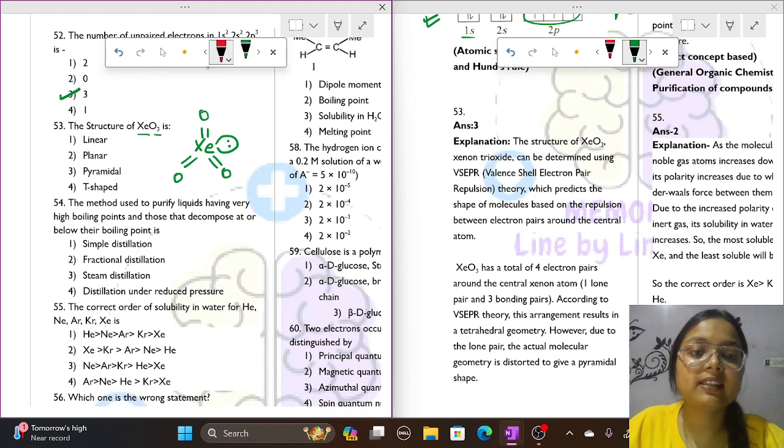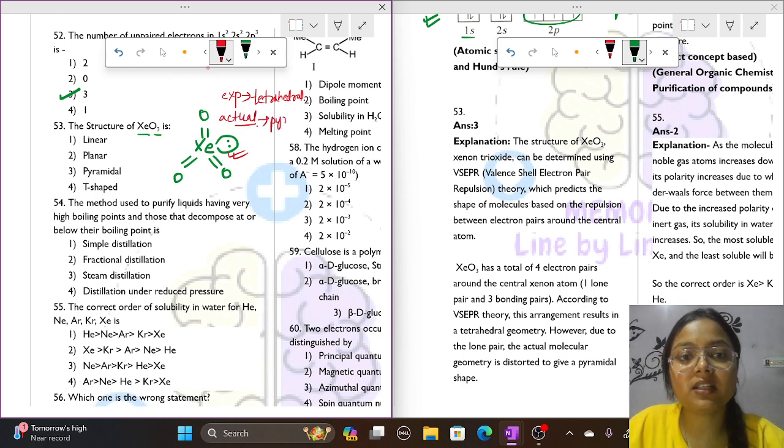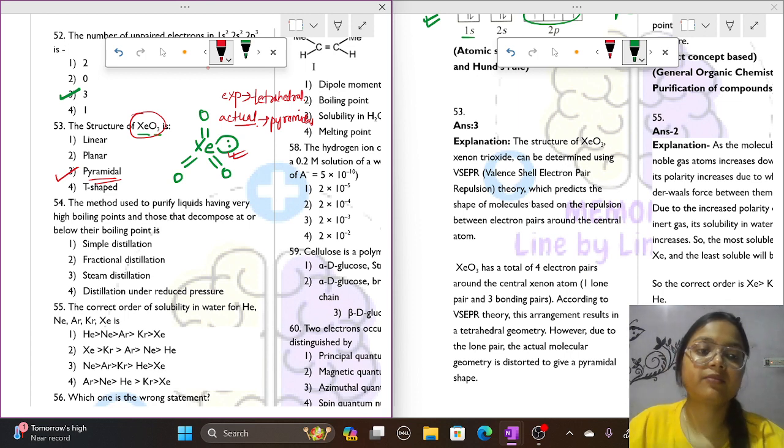For this type of molecule, the geometry expected will be tetrahedral. But because of the presence of the lone pair, the actual geometry of this molecule becomes pyramidal. So for the structure of XeO3, the correct geometry will be pyramidal. Why? Because of the lone pair of electrons present on the xenon atom.